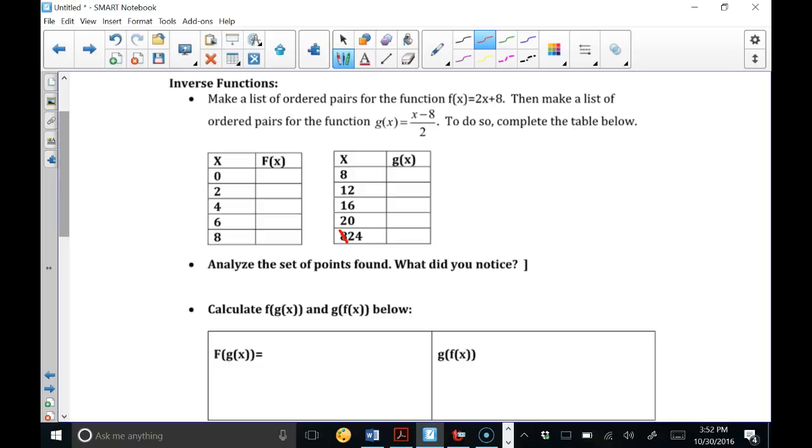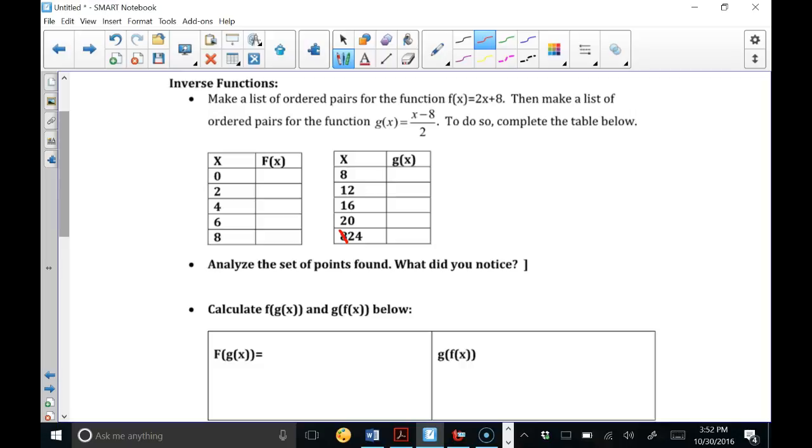We're going to start off with a function f of x, which doubles a number and adds 8. Then we're going to look at another function, g of x, which subtracts 8 and then divides by 2. Think about this a second. If you double something and add 8, wouldn't you be undoing it if you subtract 8 and then divide by 2? So intrinsically, these two functions, f and g, should be inverses.